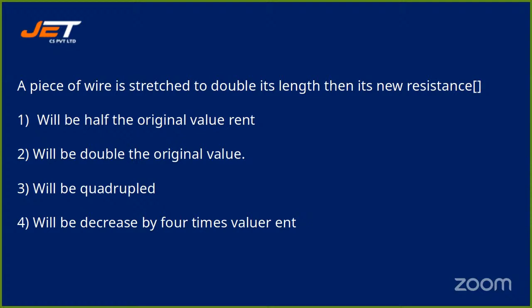So simple. R is equal to rho L by A. L is equal to 2L, so R will be 2 into rho L by A. So it will be 2R. So the value will be double. I think there is a small error. So it will be double the original value. If the length is increased, the resistance will also be increased.